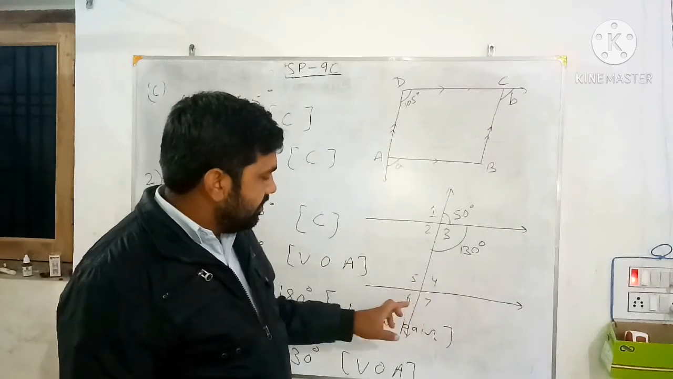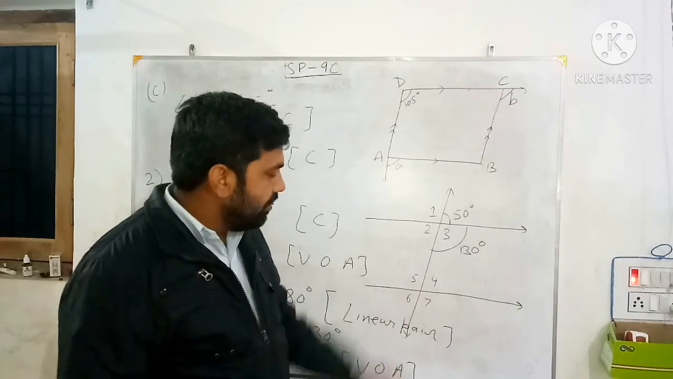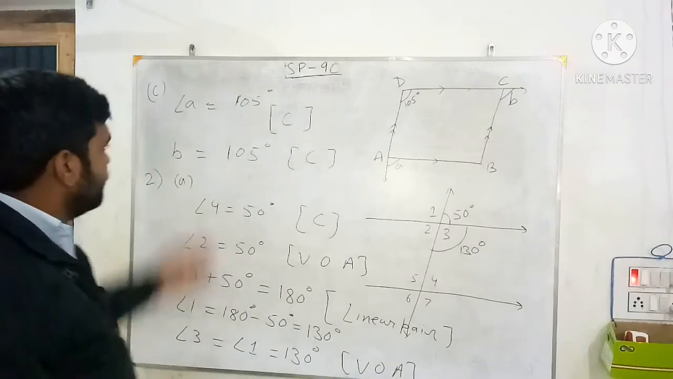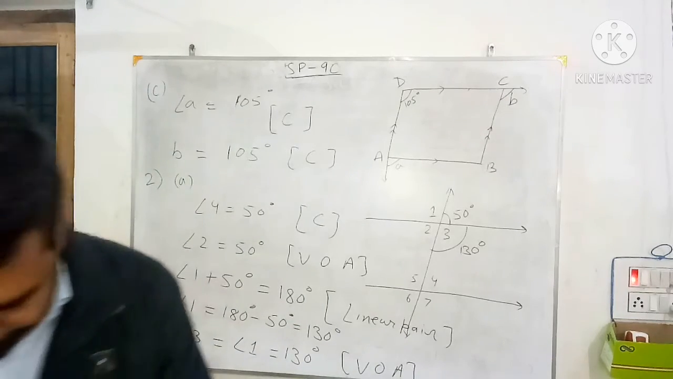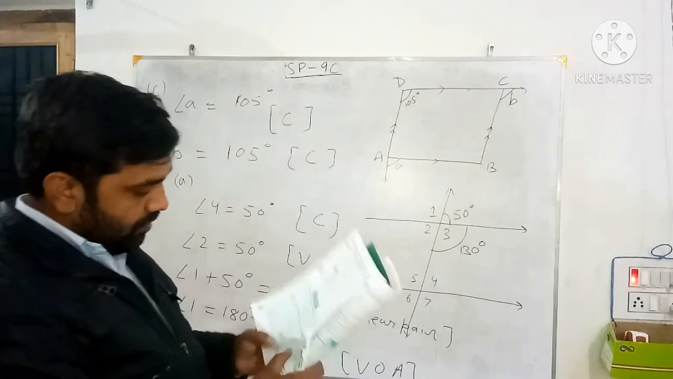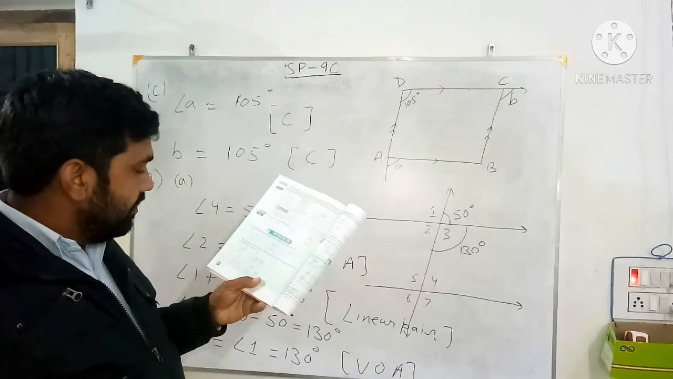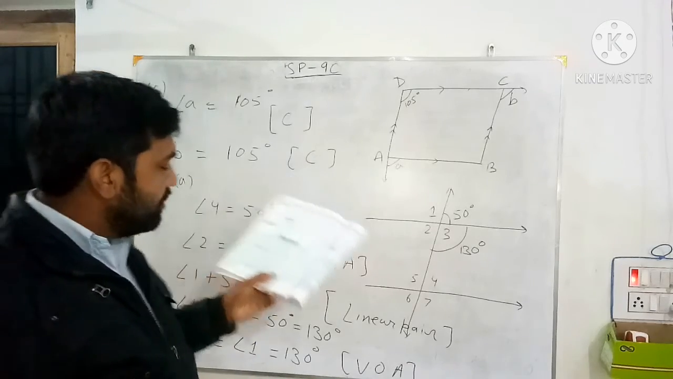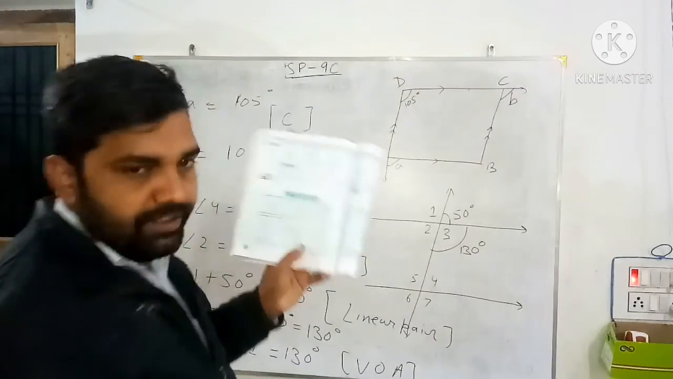Now we have already found angles 7 and 5, so nothing is remaining. Similarly we can find all the angles. Now here also you can see, similarly you can do question number B also. Now we solve question number C. In C, you can see it in the book only.